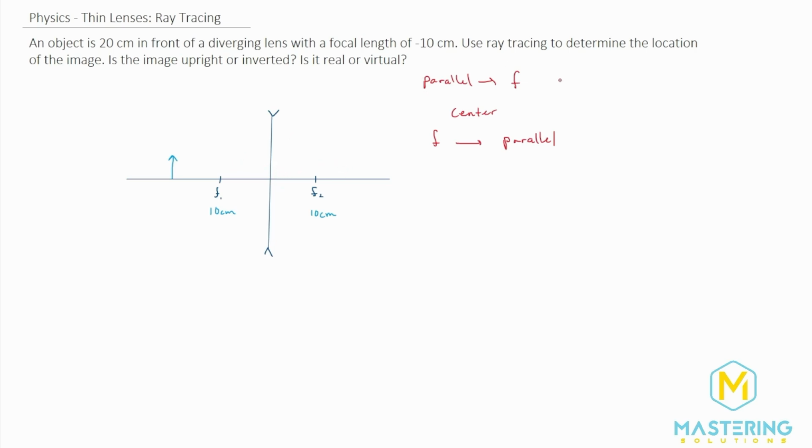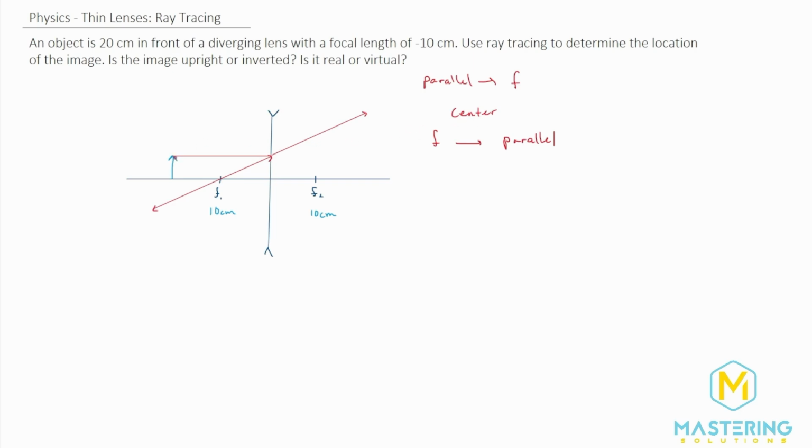So let's start with parallel to the focal point. We have a parallel light ray here, and now we're going to go to the focal point of the lens. But the problem is we have diverging light, and so instead of going to the F2, it's going to come out like this. What we have to do is extrapolate the light ray back as if it went through the focal point. That's how you know how to draw the diverging ray out here.